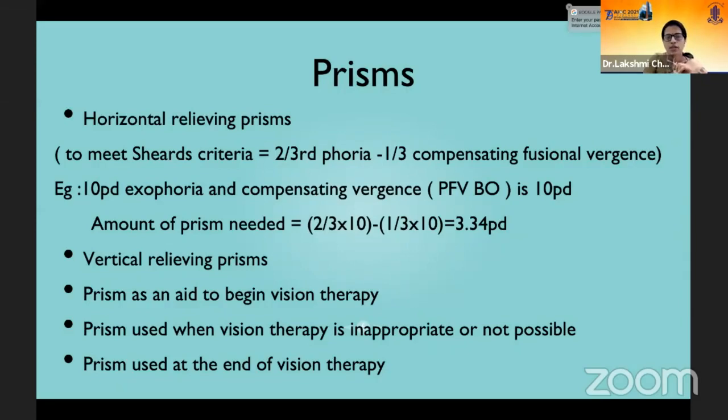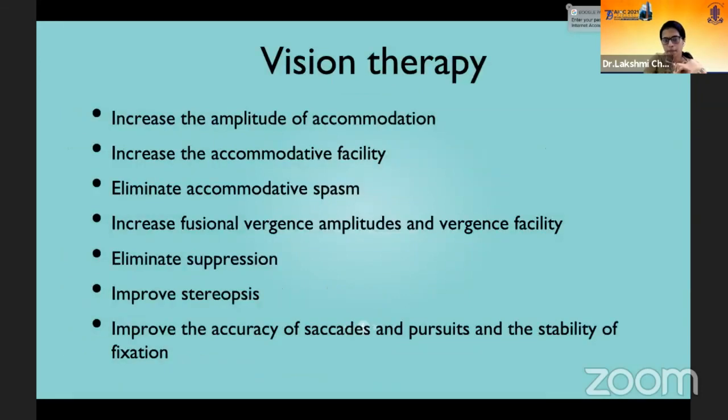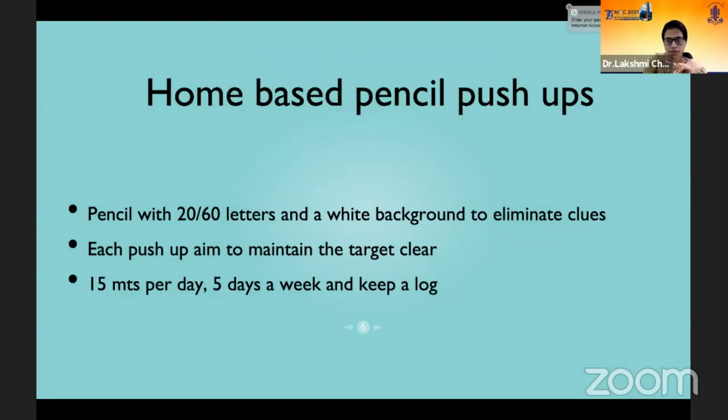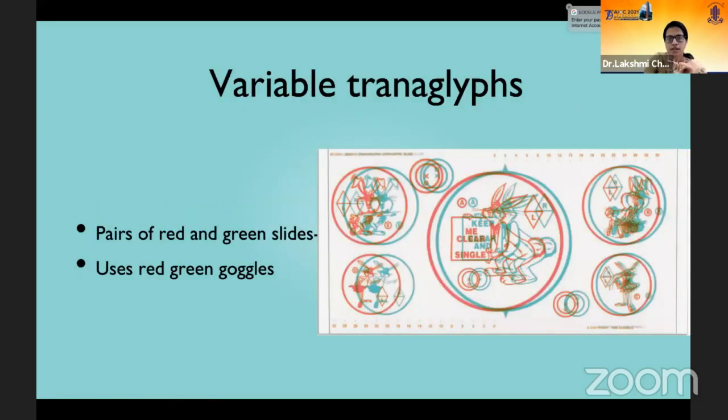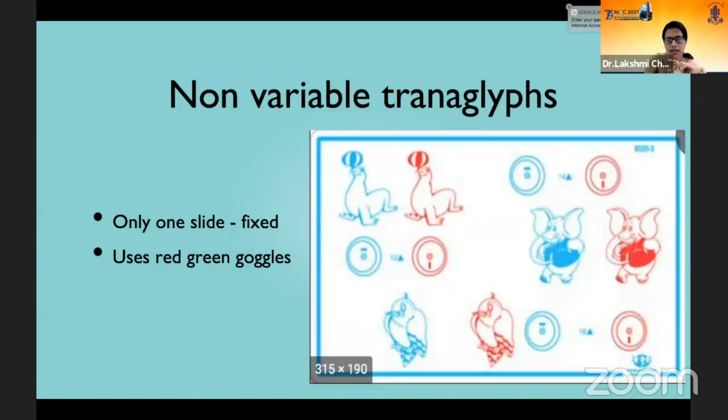Prisms are also given either prior to vision therapy or as a maintenance for vision therapy. So why do we use vision therapy? It actually improves the amplitude of accommodation and the agility of the accommodative system. It relieves spasm and improves stereopsis, especially in children. There are different types of vision therapies, home-based and office-based. Home-based could be pencil push-ups using 20/60 letters. Variable tranaglyphs and non-variable tranaglyphs are there. They usually employ red-green goggles.